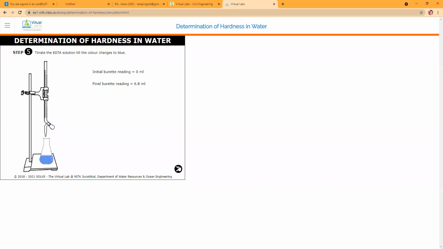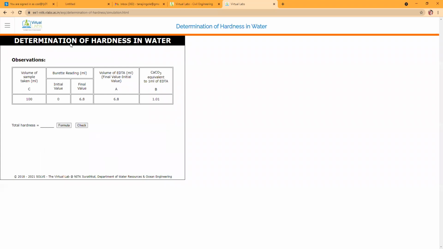Next, determination of hardness in water. Observation: volume of sample taken in ml is 100. Burette reading in ml: initial value 0, final value 6.8. Volume of EDTA in ml is final value minus initial value. Start from 0 and final 6.8. Difference is 6.8. Calcium carbonate equivalent to 1 ml of EDTA.